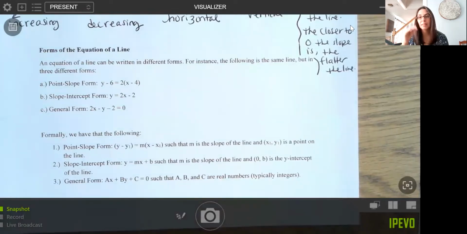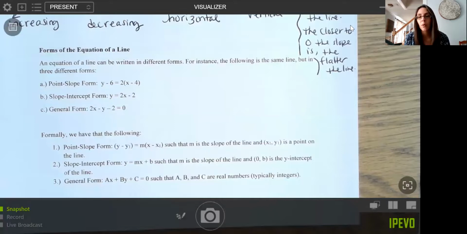There's also something called standard form too. So if you've heard of that as well for lines, that's just another form. Your book doesn't really go into it, so I'm not going to go into detail there. We'll focus on these three. But again, if you know another form, such as standard, there are other forms that do exist. These are just three of the more popular ones.